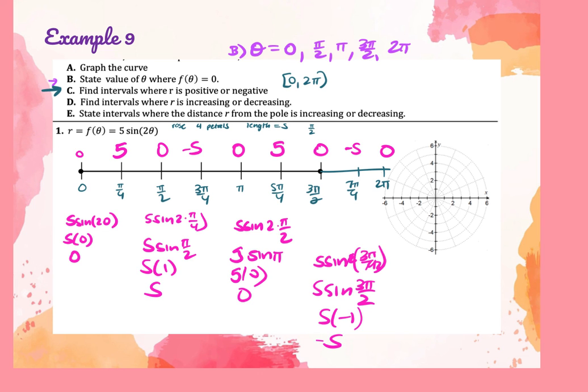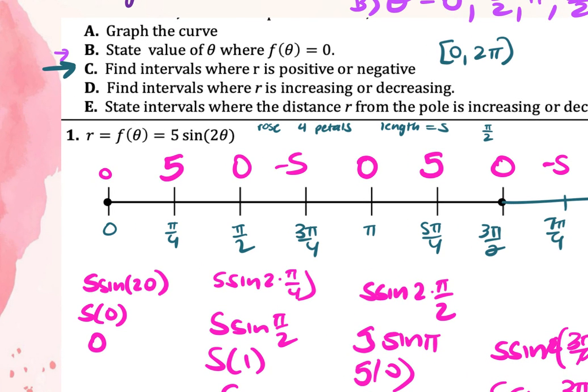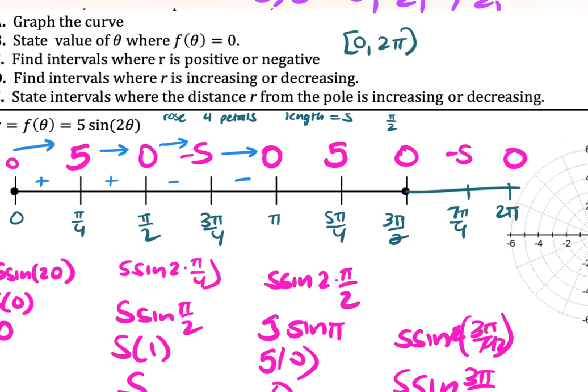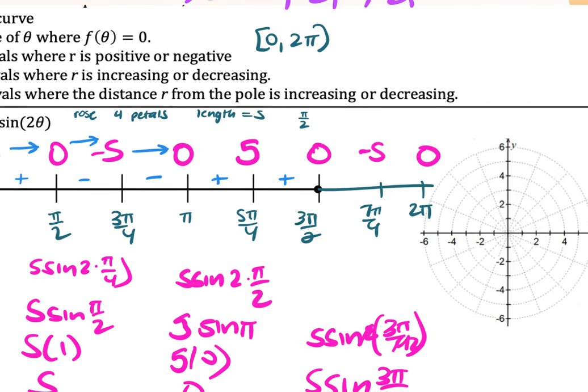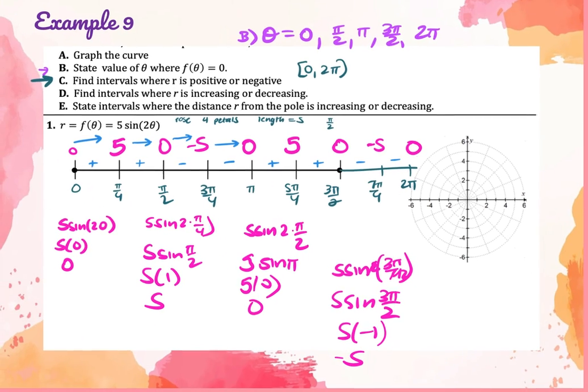C says find the intervals where r is positive or negative. So think about your values as they're going from one to the next. From 0 to 5, these would be positive. 5 to 0 would still be positive. 0 to negative 5 are going to be negative. Negative 5 to 0, still negative. 0 to positive 5, positive, 5 to 0, positive, 0 to negative 5, negative, and negative 5 to 0, negative.